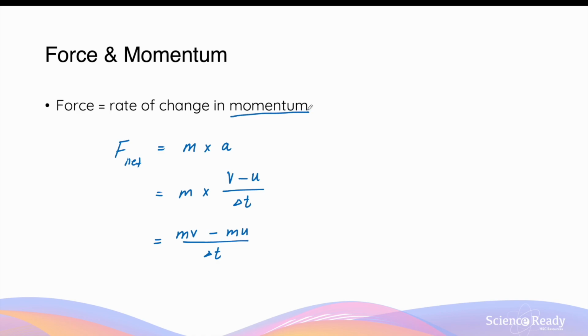As we discussed in the previous video, the momentum of an object is given by the product of its mass and velocity. So in the numerator of this expression, we have mv minus mu. This is also known as the change in momentum of the mass, as we are finding the difference between its final momentum, mv, and its initial momentum, mu, divided by the change in time. This is why the net force acting on an object is also given by the change in momentum over the change in time. This is the rate of change of momentum.